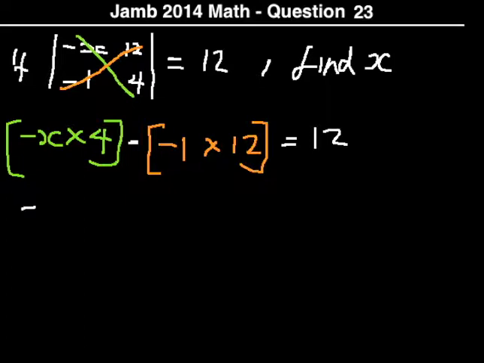What we have is minus x. What we have here is minus 4x minus 12, which you can write as plus 12, is equal to 12.